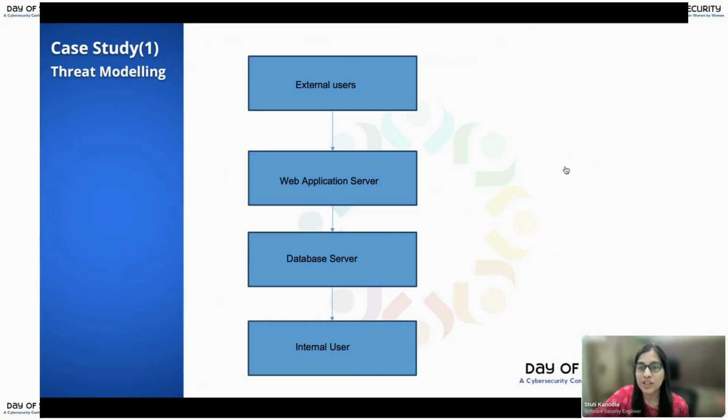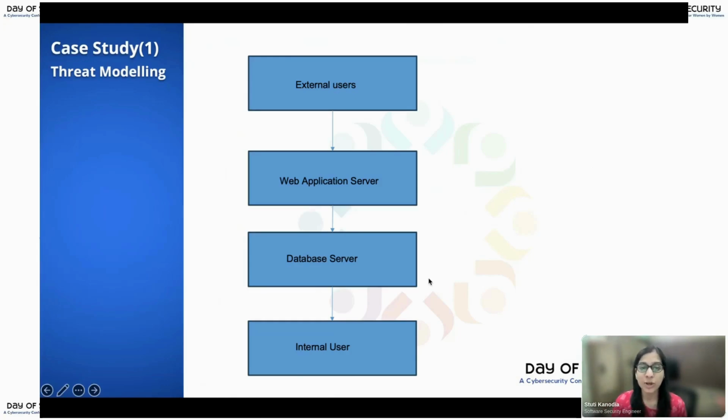Oh, Vani has mentioned SQL injection. Bang on, definitely. That is one of the most crucial attacks that could happen with this particular threat model. What else do we have? So without further wait, let's learn what could happen.